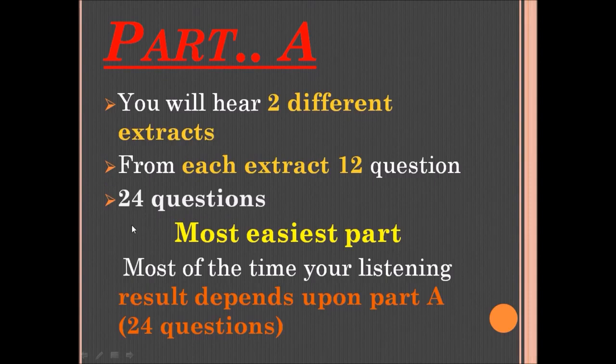Because of the large proportion of questions in Part A, 24 out of 42, and because they are the easiest questions of the OET listening exam, most of the time your listening result depends on your result in Part A. If you score 22, 23 or 24 out of 24, then definitely you will be on the safer side, that is, you can easily pass your listening exam.